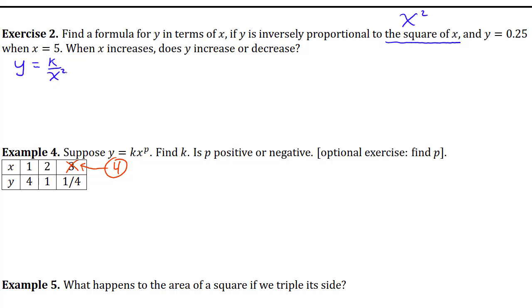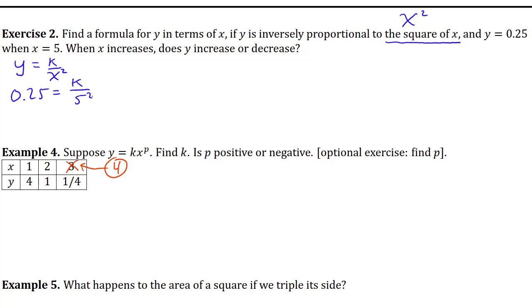But we don't have a formula for y just in terms of x yet. Now it's in terms of k and x. So we've got to take the values 0.25 for y and 5 for x and plug those in, and solve this equation to figure out what k will be.